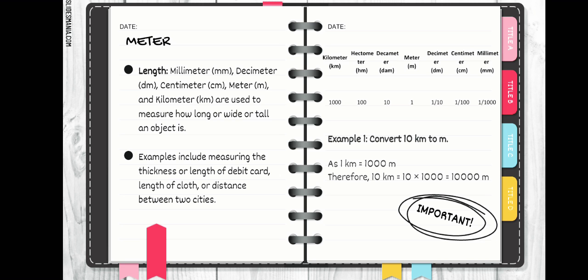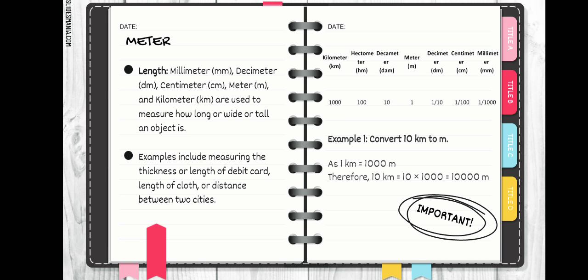So for example, the first basic unit is the meter. The property of the meter is length, which consists of millimeter, decimeter, centimeter, meter, and kilometer, used to measure how long or wide or tall an object is. Examples include measuring the thickness or length of a debit card, the length of cloth, or the distance between two cities. So here is the conversion table.